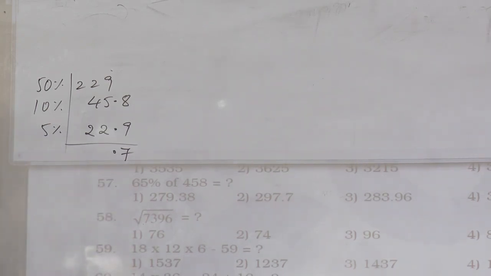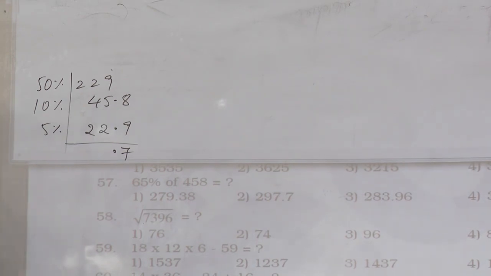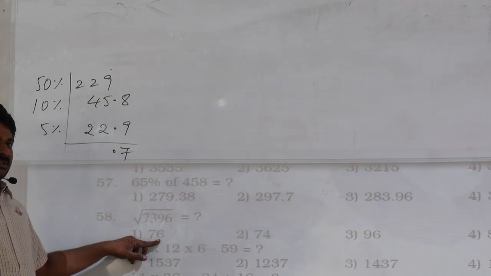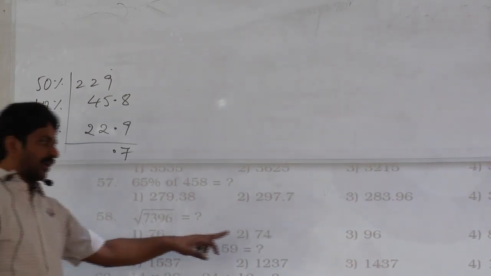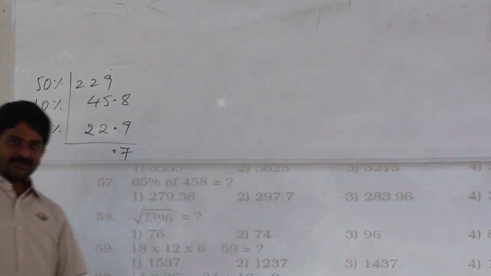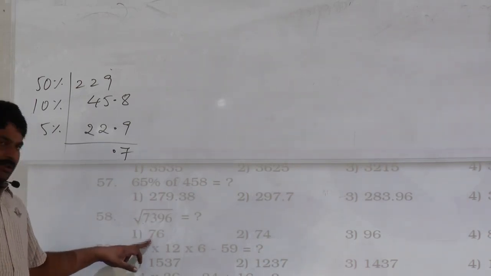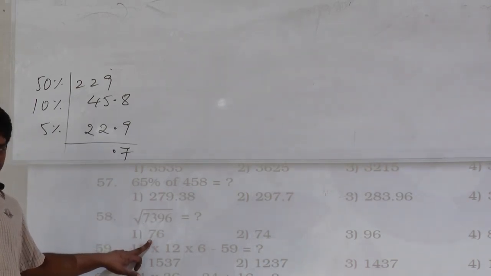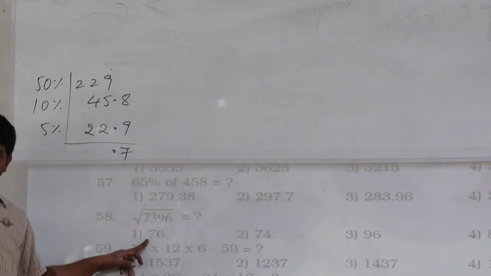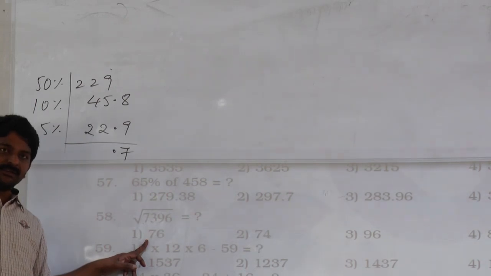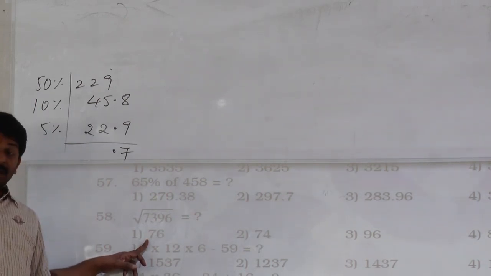Under root 7396. If you verify the last digit, the square ends with 6, so the root ends with 4 or 6. Okay. But you are asked about the under root value. Near about, the first number is 70, number in tens place, 70. What is 70 square? 4900. 80 square? 90 square?